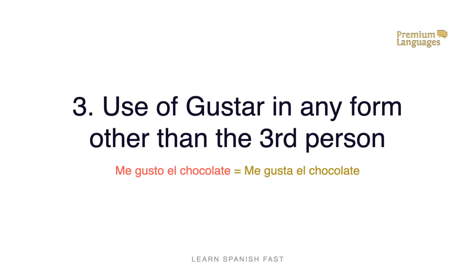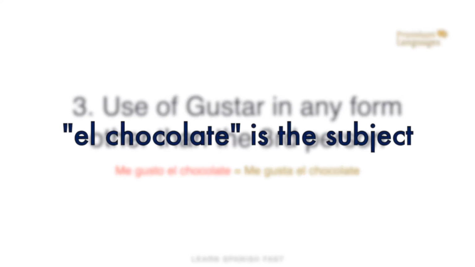Number 3, the tendency is to conjugate all verbs in the same way, but remember that gustar is different. It takes the third person singular, "gusta," or the third person plural, "gustan." For instance, in the example "me gusto el chocolate," it is incorrect because we are using yo as the subject and therefore having "gusto," but actually the subject here is el chocolate, third person: "me gusta el chocolate."